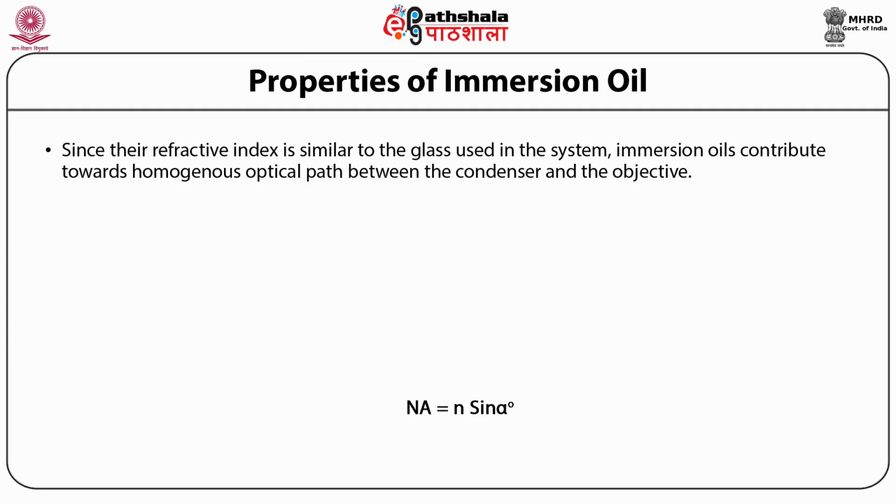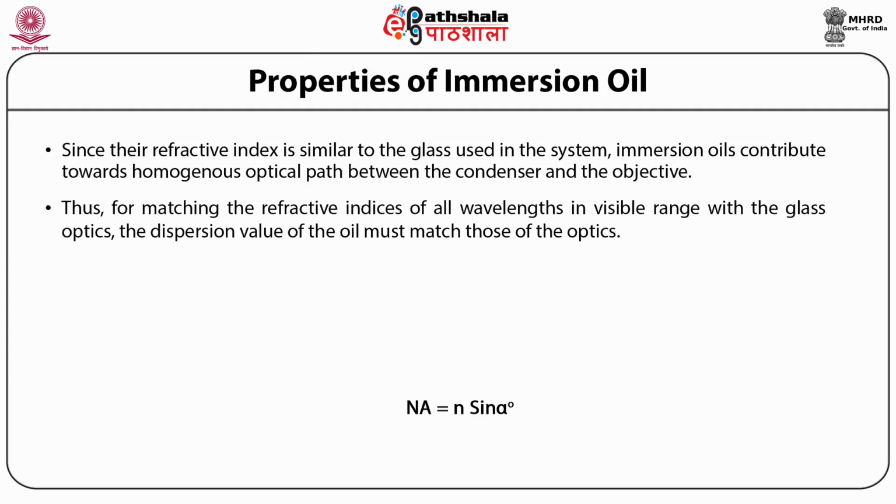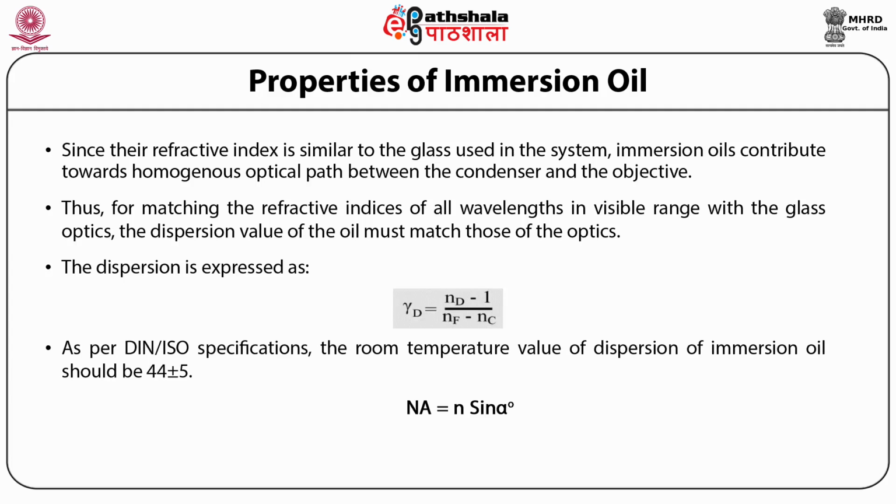However, white light includes multiple wavelengths. Thus, for matching the refractive indices of all wavelengths in the visible range with the glass optics, the dispersion value of the oil must match those of the optics. The dispersion is expressed as gamma D equals (nD minus 1) divided by (nF minus nC). As per DIN or ISO specifications, the room temperature value of dispersion of immersion oil should be 44 plus minus 5.